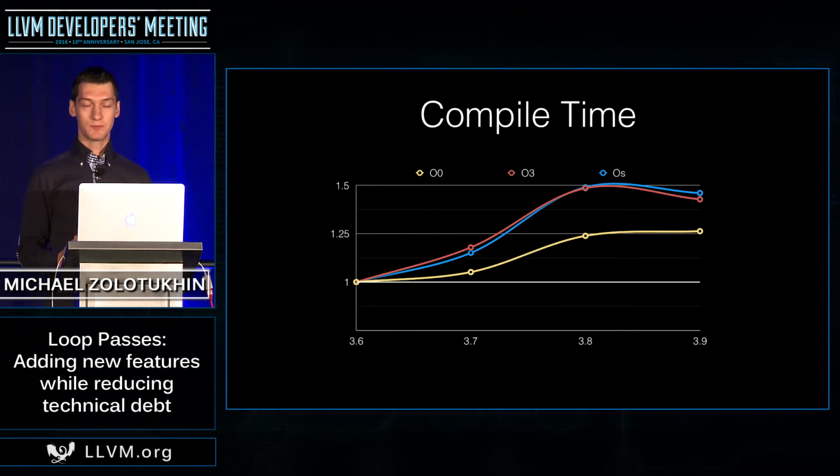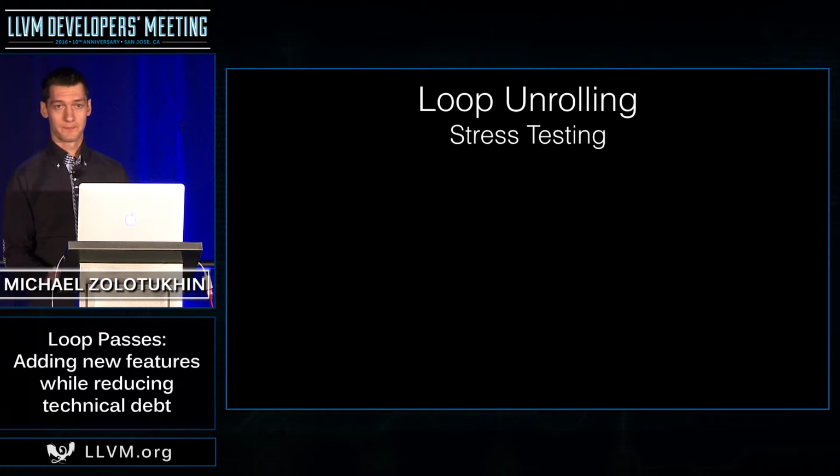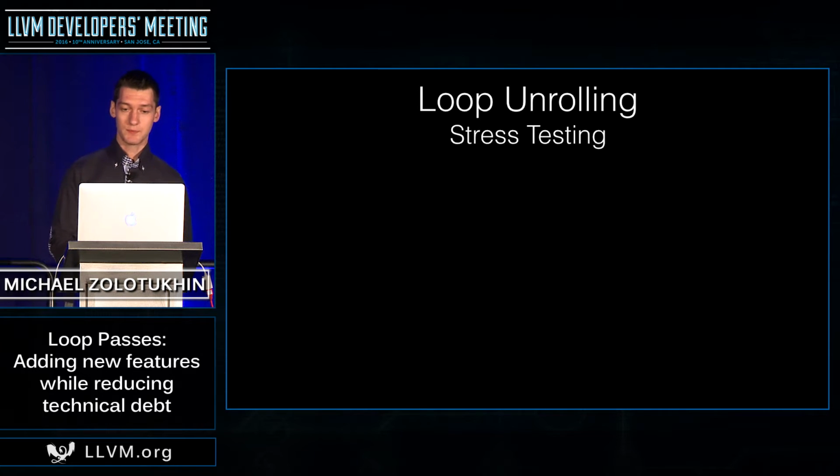So before enabling it by default, we decided to carry out an extensive set of various experiments to see how we impact the compile time. So what did we do? Loop unrolling already has some parameters controlling the optimization, and our feature added a couple more.